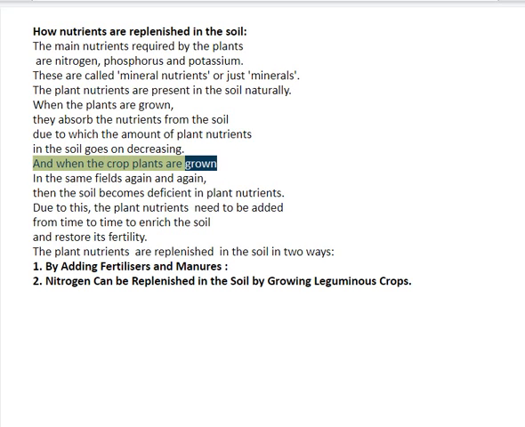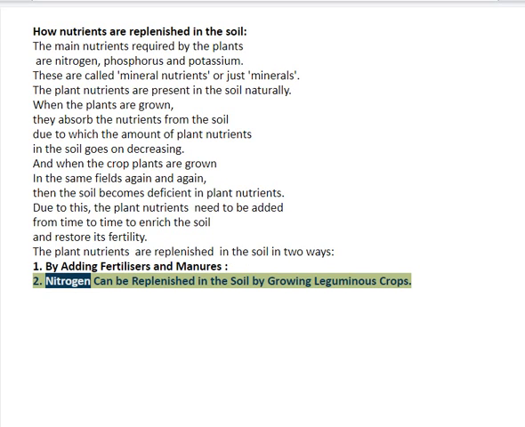And when crop plants are grown in the same fields again and again, then the soil becomes deficient in plant nutrients. Due to this, the plant nutrients need to be added from time to time to enrich the soil and restore its fertility. The plant nutrients are replenished in the soil in two ways. 1. By adding fertilizers and manures. 2. Nitrogen can be replenished in the soil by growing leguminous crops.